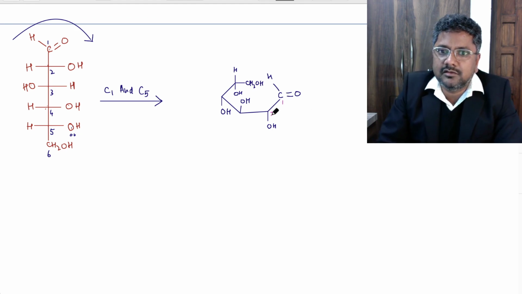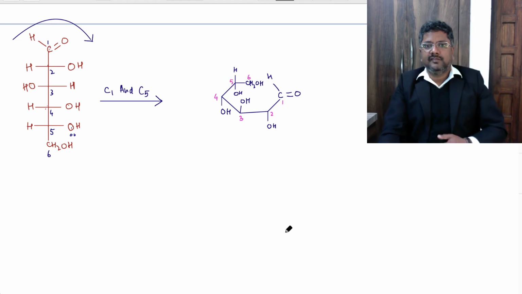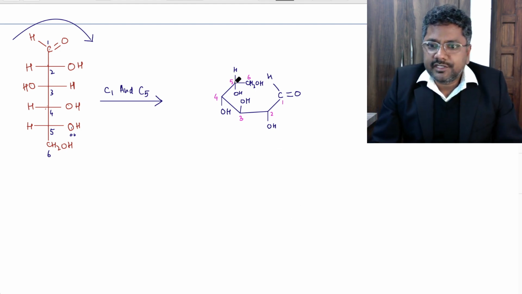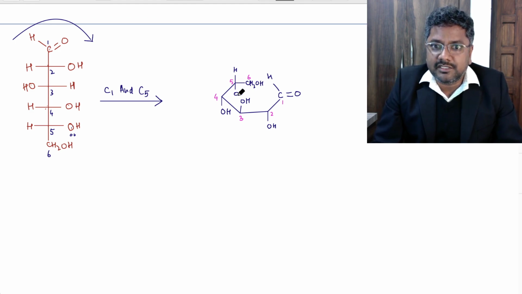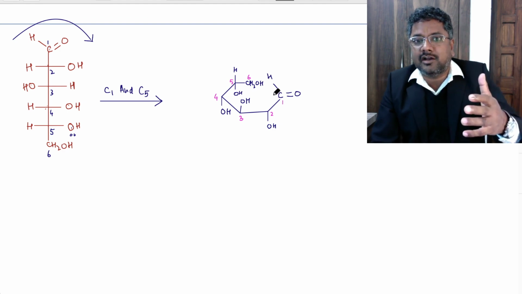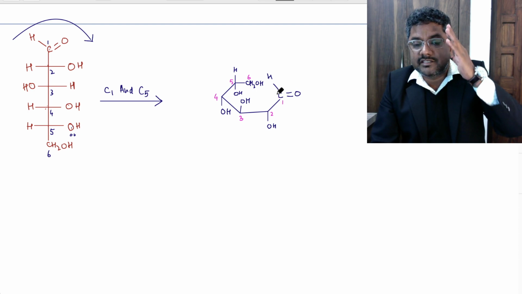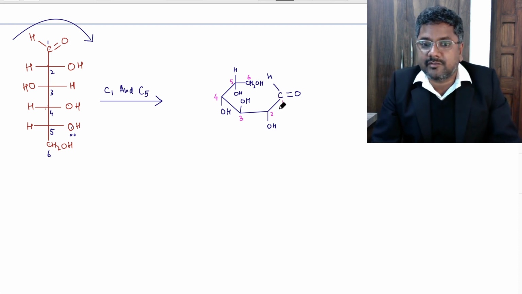1, 2, 3, 4, 5, 6. You know carbon number 5 is stereogenic. There is a reaction between this OH and this carbon. 5 OH, not 6 OH. If you make the reaction between this, then you will get how many membered rings? 6, and this one 7. A 7-membered ring you will get. So this is not a 7-membered ring. So this OH reacts with this.